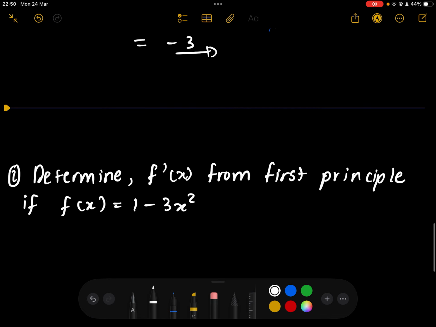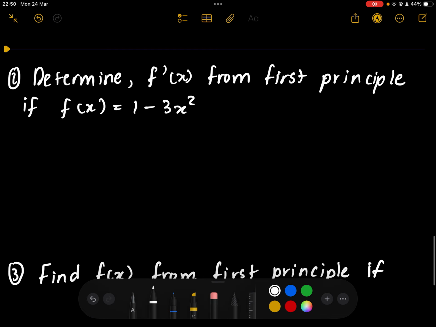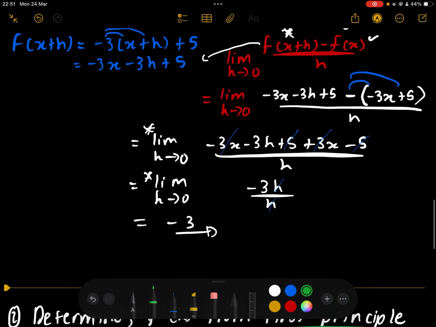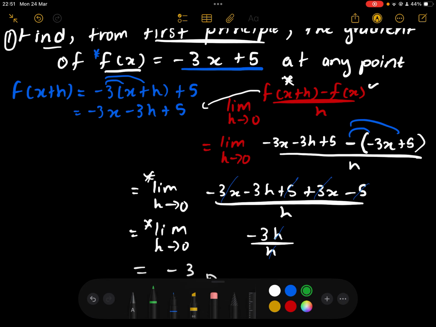Right. So number two. Now we're going to be saying determine f prime from the first principle. Another thing that you must know here that I forgot to emphasize, it's very important: under the equal sign here, we're going to be writing f prime x. This f prime.